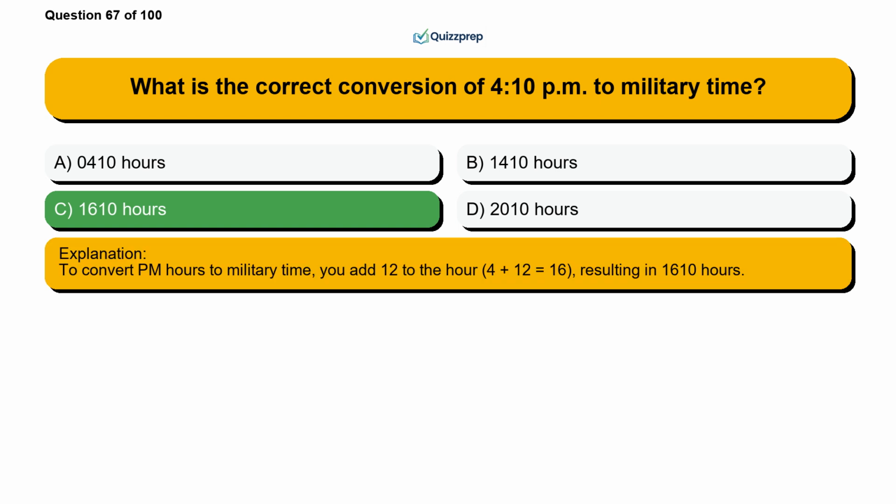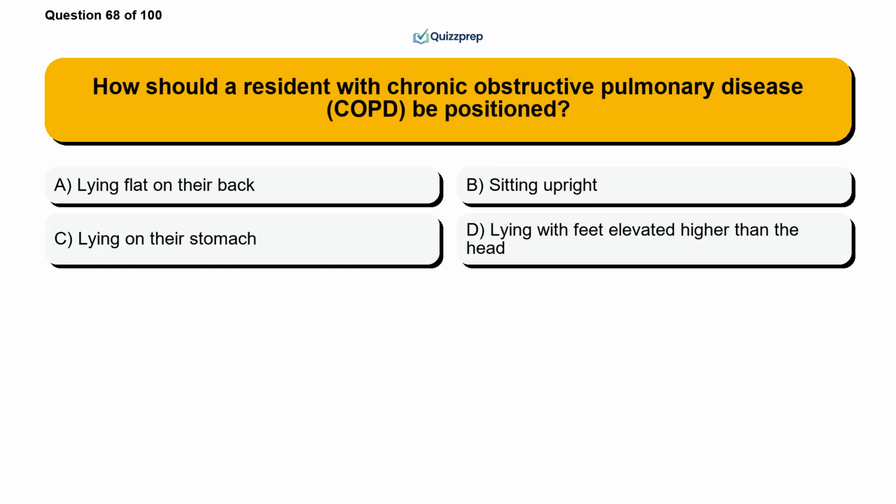To convert PM hours to military time, you add 12 to the hour. 4 plus 12 equals 16, resulting in 1610 hours.